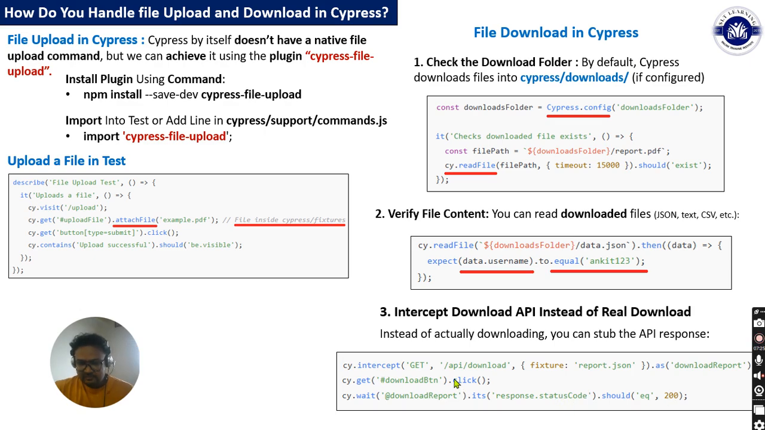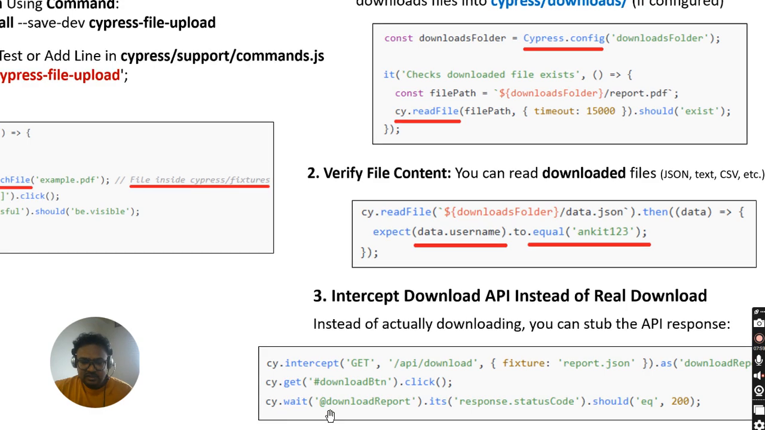So when you click on the download button, the GET API will get hit. Let's suppose it's api/download, or in your project it can be a file download at any endpoint; you need to pass that endpoint. This is the file that you want to download into your download folder, and once that API gets hit, you need to take the response code. So from the response, cy.wait at download report, its response.status should be equal to 200, meaning it is successfully downloaded.